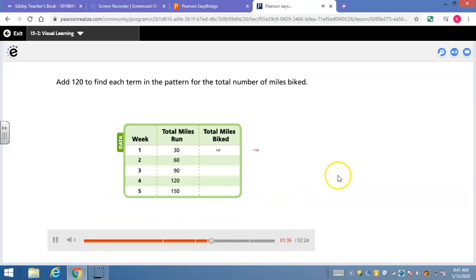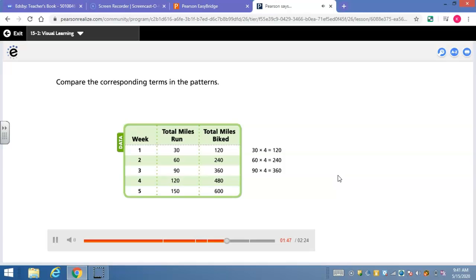Add 120 to find each term in the pattern for the total number of miles biked. Compare the corresponding terms in the patterns. So the total number of miles biked is always 4 times the total number of miles run. Would subtracting the total miles run from the total miles biked help? Why or why not? Okay, so let's go ahead and see what they say.